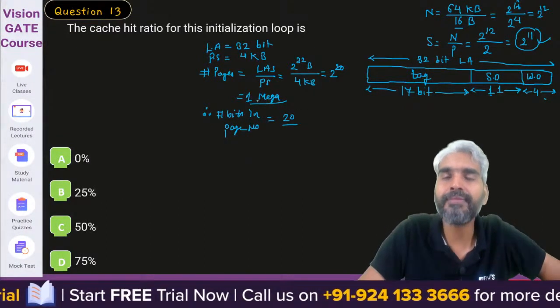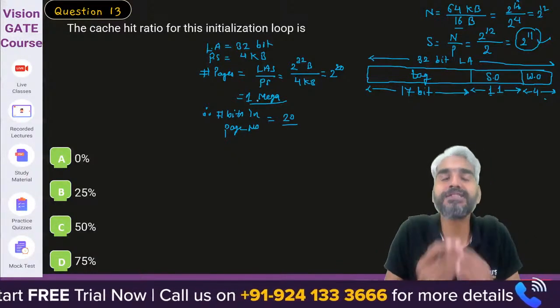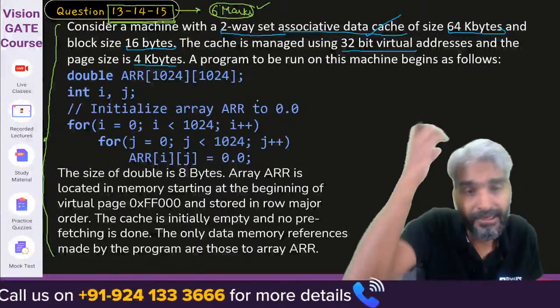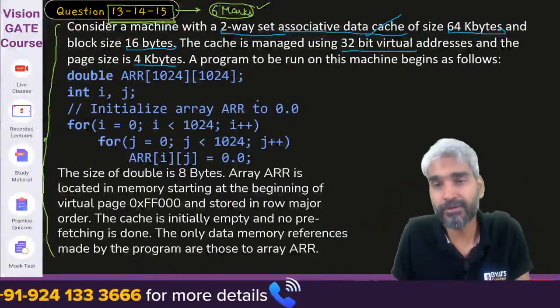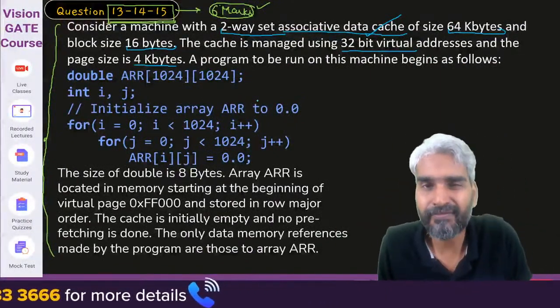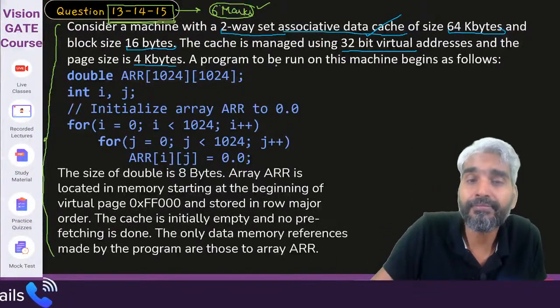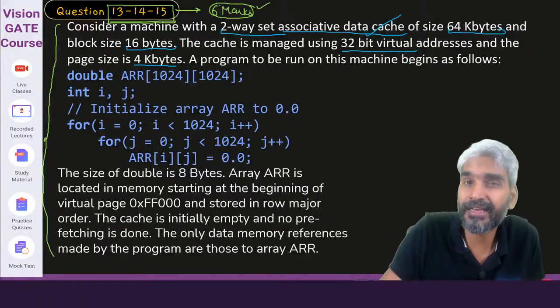There are 1 mega pages, that is 2 raised to power 20 pages. To identify one page uniquely, 20 bits will be required. Whatever, that information is not needed in the question. What is needed? A program to be run on this machine begins as follows.